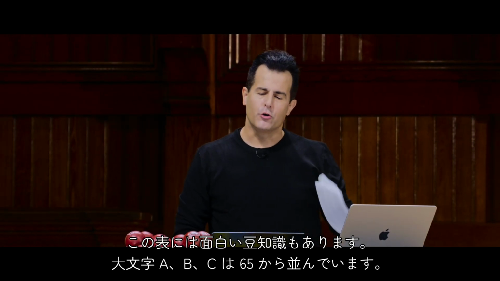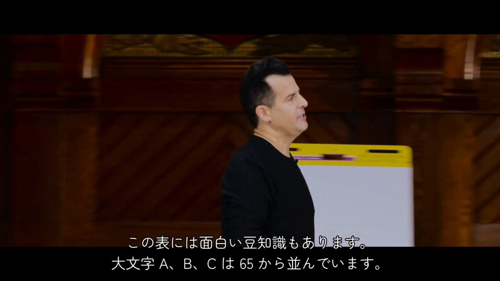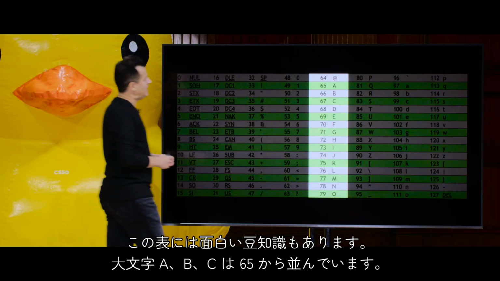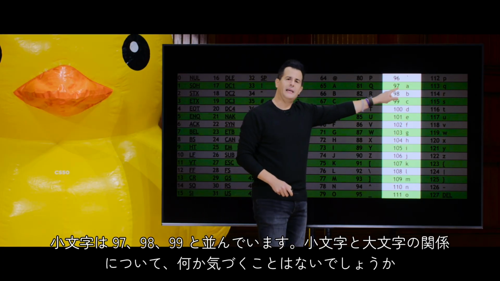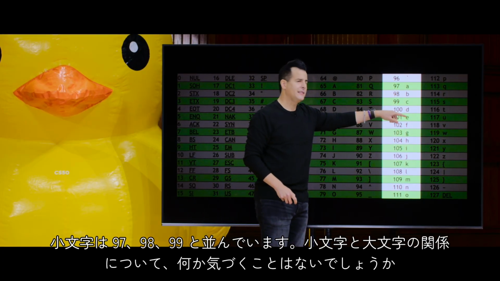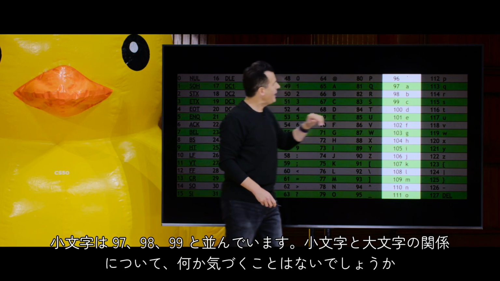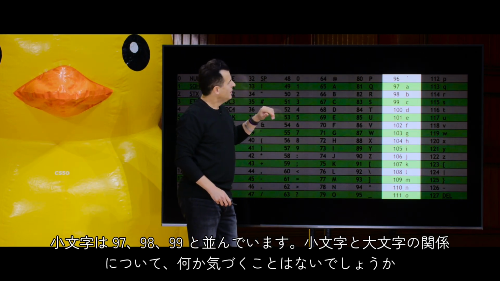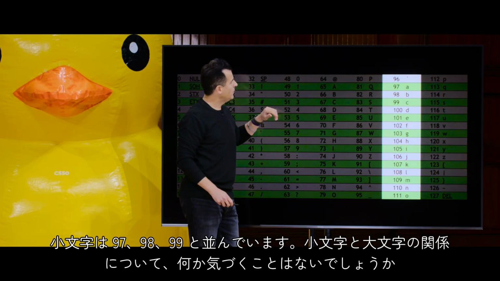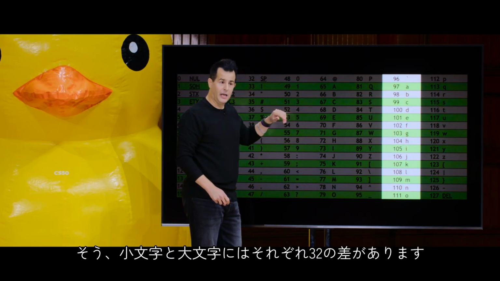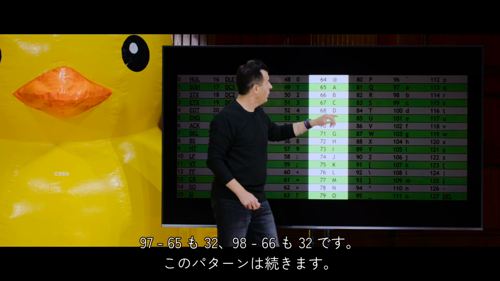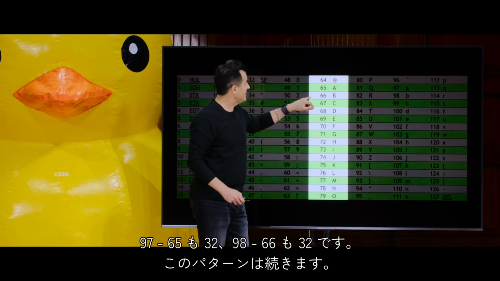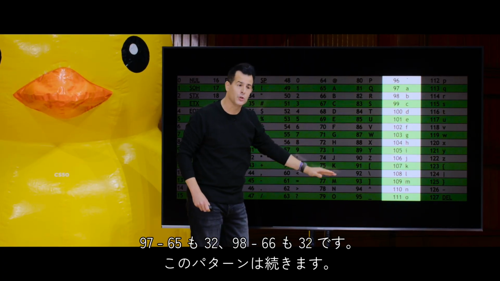Well, there's some fun trivia embedded even in this cheat sheet. So here again is A, B, C, D, E, F, G, and so forth, 65 on down. Let me just highlight over here the lowercase letters, 97, 98, 99, and so forth. If I go back and forth, does anyone notice the consistent pattern between these two? Yeah, so the lowercase letters are 32 away from the uppercase letters. Well, how do we know that? Well, 97 minus 65 is 32. 98 minus 66 is 32. And that pattern continues.